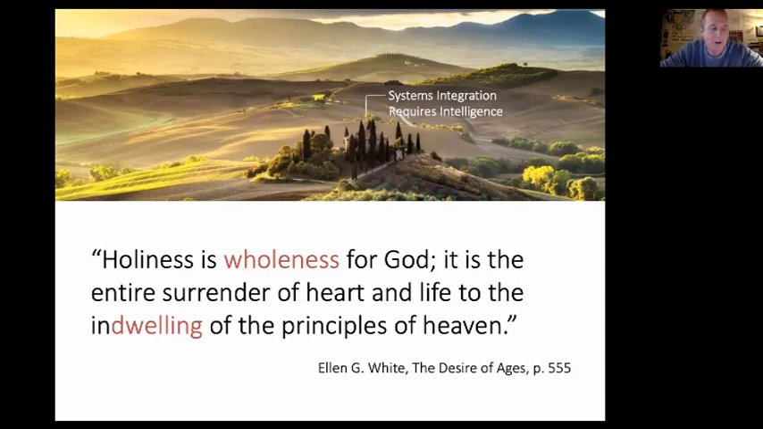And so we know from design that system integration requires intelligence. And even in the word ecology itself is the implication that you're studying a house. And so where do houses come from? They come from a designer. And so I want to hand this over to Ryan to keep this going.